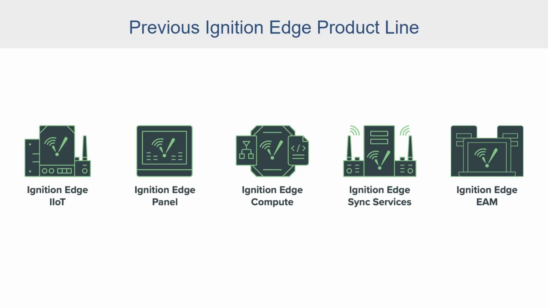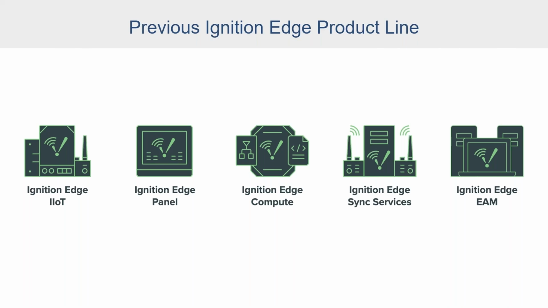Until recently, we had 5 different edge products, and those were Ignition Edge IIoT, Ignition Edge Panel, Ignition Edge Compute, Ignition Edge Sync Services, and Ignition Edge EAM. And what was interesting about these edge products is that they all had different functionality, and you could mix and match, meaning that rarely would people buy just one of these. They'd buy some collection of these to get the functionality that they needed to deploy at the edge.